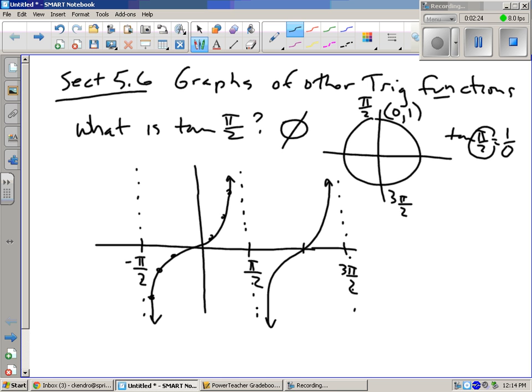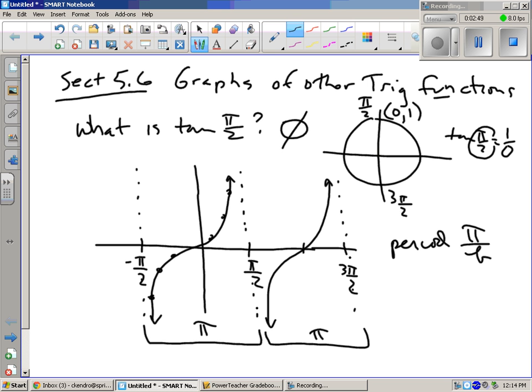Now it looks a lot different than sine and cosine. A couple other things are different. For sine and cosine, one wave was 2 pi across. For tangent, it's pi in length. So every wave is a length of pi. That means for the period, you're going to use pi over b rather than 2 pi over b. So you have to keep that in mind. It's a little bit different.